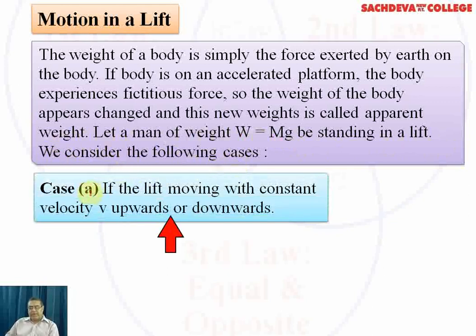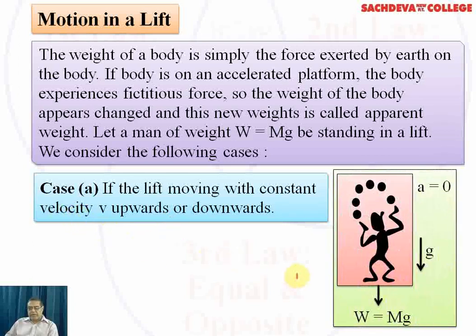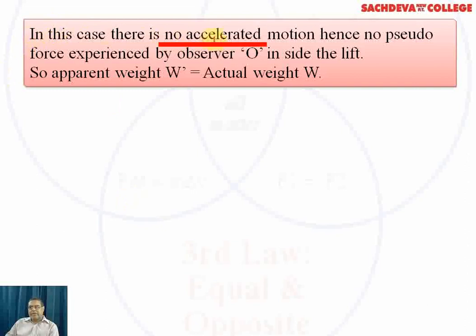Case 1, lift moving with constant velocity. So indirectly we are saying acceleration is 0. It is shown in the figure, weight is mg. And if the lift is moving with constant velocity, upward or downward, acceleration will be 0. So normal reaction will be equal to mg. So weight can be taken as mg. In this case, there is no acceleration, hence no hidden force experienced by the observer in the lift, and apparent weight W will be equal to actual weight.